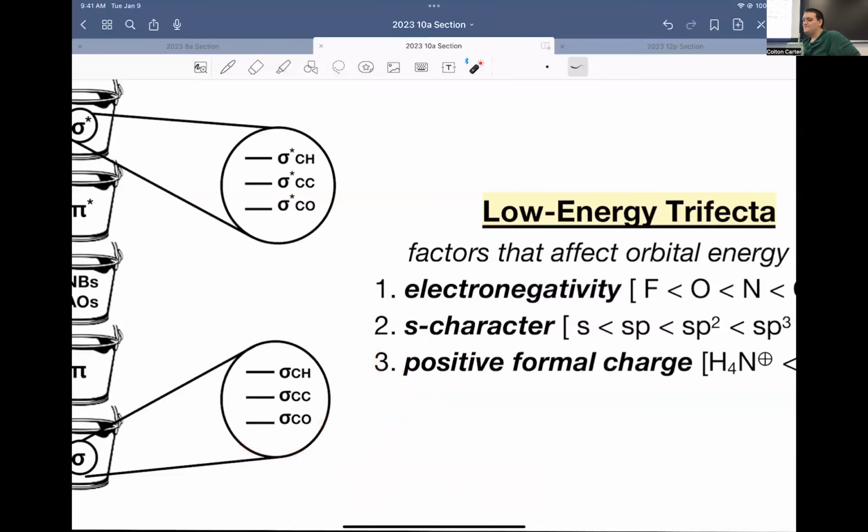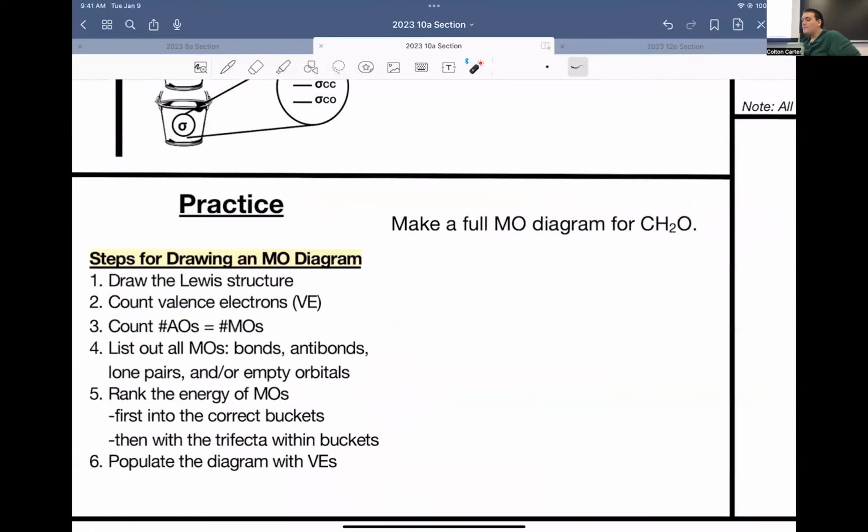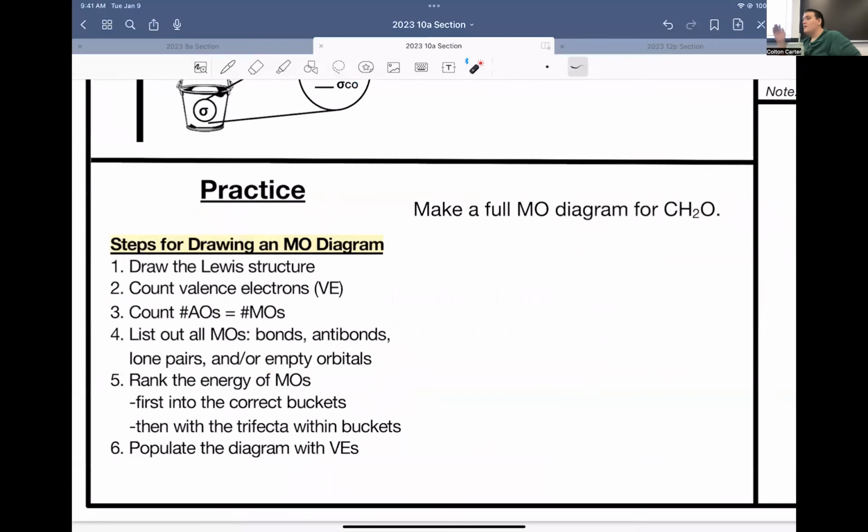Yes, good. Okay, now I'm going to do this one really quick with y'all to go beat by beat how you build an MO diagram. I'm going to have you do it on your own in a couple minutes. So I list out the instructions, step 1, 2, 3, 4, 5, explicitly.